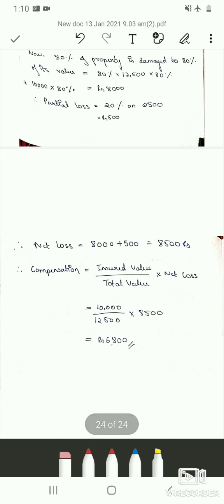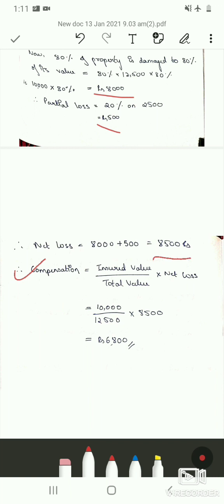Therefore the net loss is complete loss plus partial loss. We got complete loss as rupees 8,000 and partial loss as rupees 500. Therefore net loss is rupees 8,500. In the question they have asked what can be claimed against the policy, that is compensation. Compensation is nothing but insured value by total value into net loss. Insured value is 10,000, total value is 12,500, and net loss we got as rupees 8,500. Therefore compensation is rupees 6,800.